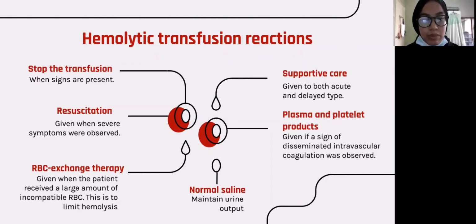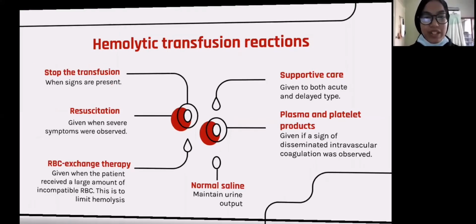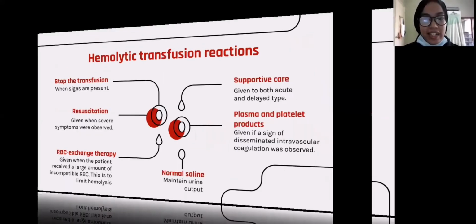The importance of maintaining the urine output is to prevent the accumulation of free hemoglobin in the bloodstream. Other than that, if you see a sign of disseminated intravascular coagulation in the patient, you can give them plasma and platelet products to counter the problem. I guess that's all for the HTR reaction. So I will pass to my colleague Muna to explain the next reaction.